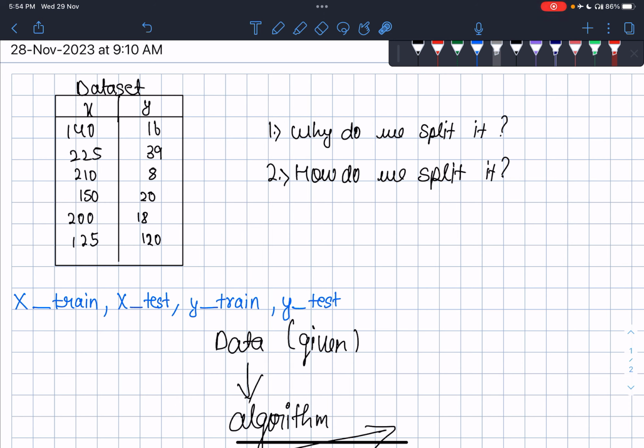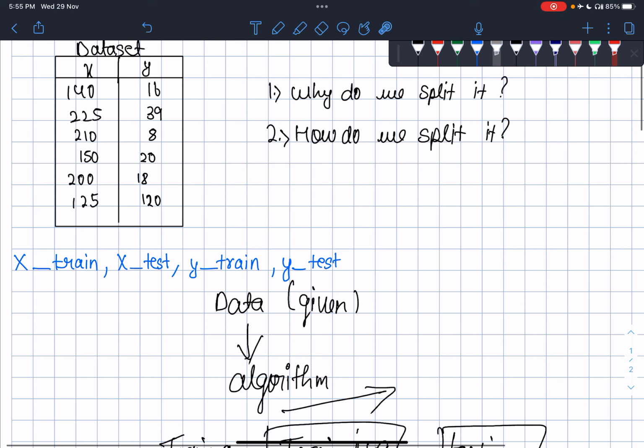Okay, so let's suppose we have built a model which can predict whether a person is suffering with diabetes or not. So how can we define whether a person is diabetic or not based on the data? If he has some cholesterol problem or anything else, we can predict that a person is suffering from diabetes or not. So we have some given data.